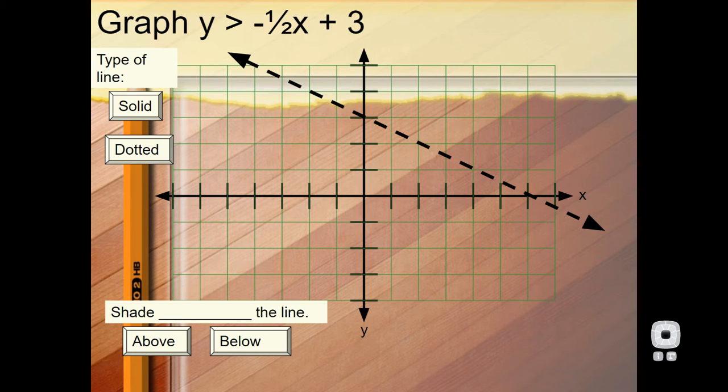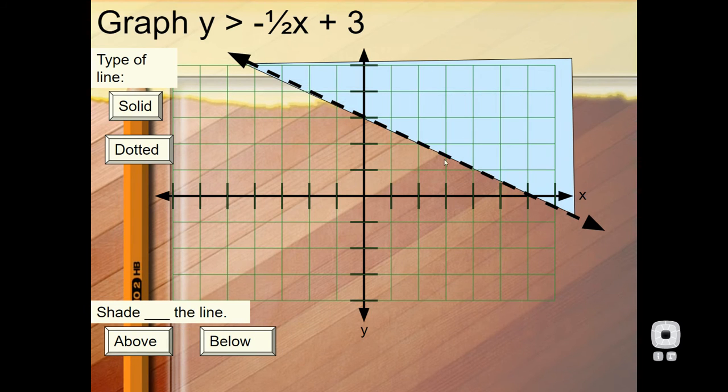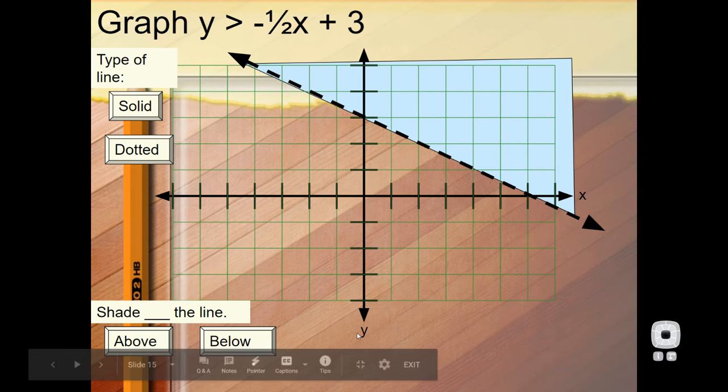So far, everybody's got the right answer. Still waiting for you to answer that poll. Do I shade above or below? Y is greater than -1/2 x plus 3. All right, so I'm going to have to shade above the line because it's greater than.